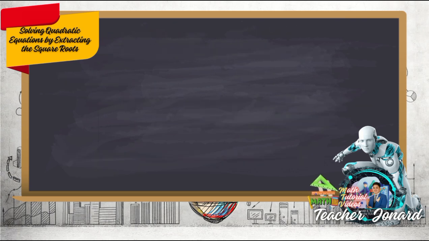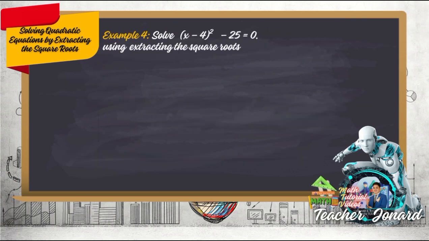Let's end with example 4. Solve (x - 4)² - 25 = 0 using extracting the square roots. The equation is (x - 4)² - 25 = 0. First, isolate the quadratic term by adding 25 to both sides, applying the addition property of equality. We have (x - 4)² = 25.